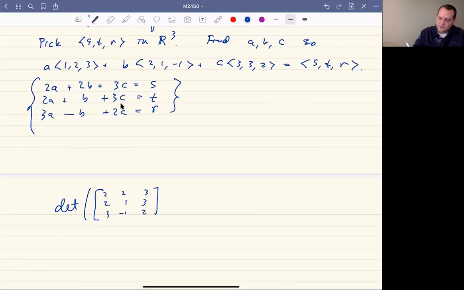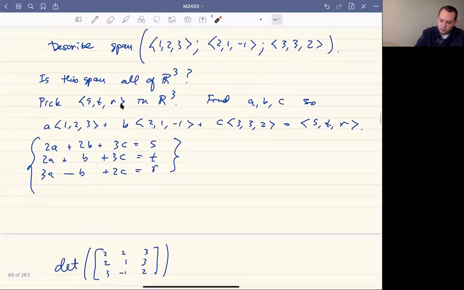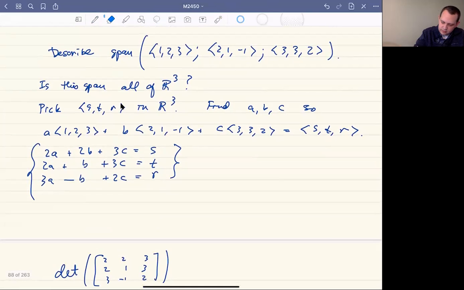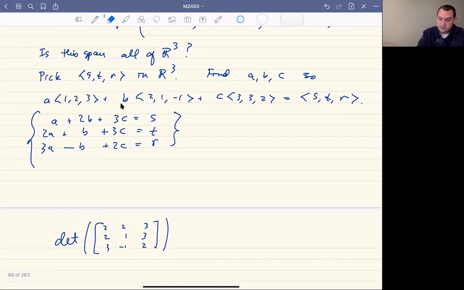Again, remember that these values of the matrix are really just the vectors, so the columns are 2, 2, 3. Where did I get 2, 2, 3 from? I'm confusing myself here. This should be 1, 2, 3, sorry. So 1, 2, 3, so A plus 2B. Yeah, because the vectors here are 1, 2, 3, so I need to fix this one too. So the vectors are 1, 2, 3, 2, 1, negative 1, and 3, 3, 2.